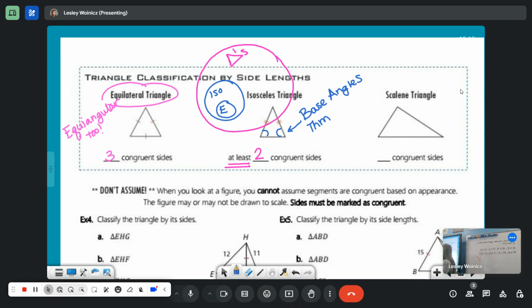Scaling. None. Yep. Correct. Yep. Yep, that'd be weird.